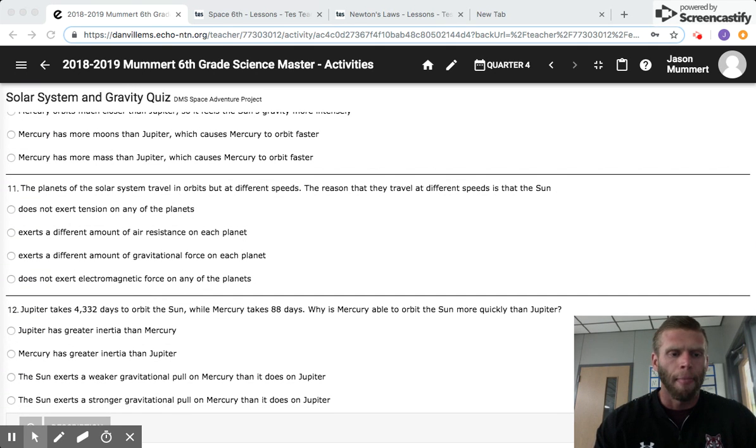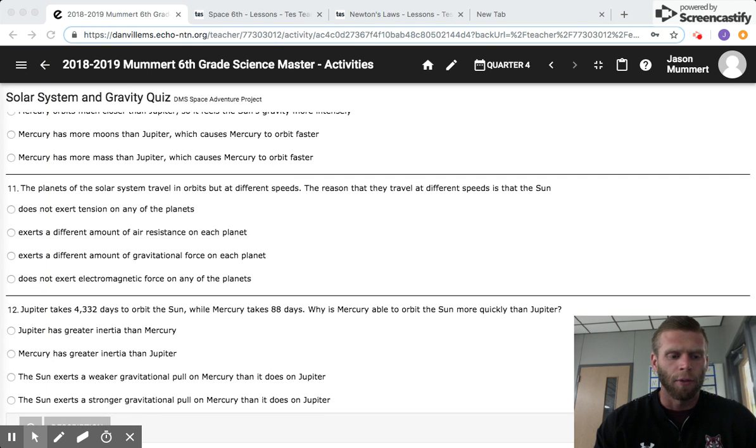Question 11. The planets of the solar system travel in orbits, but at different speeds. The reason that they travel at different speeds is that the Sun does not exert tension on any of the planets, exerts a different amount of air resistance on each planet, exerts a different amount of gravitational force on each planet, or does not exert electromagnetic force on any of the planets.